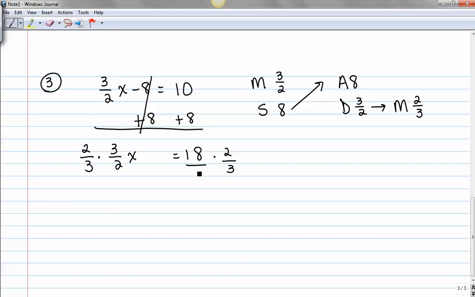And I can write 18 as 18 over 1. On the left, my fractions cancel. And on the right, I can do some canceling here as well. And x equals 12 for my final answer.